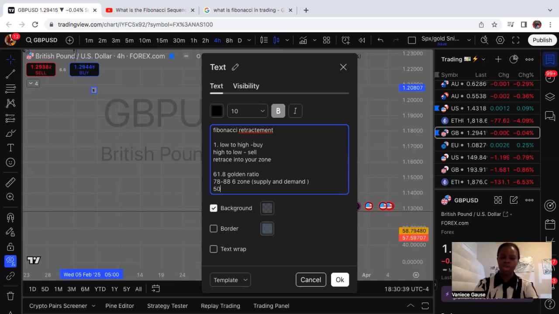And then 50% just means basically 50% of the move. So when it gets here, it can choose to go up or go down. So it's kind of like a pre-warning if you're being cautious about getting into the position. It's 50% of the level, so it's very normal for it to be there. It could go up, it could go down.